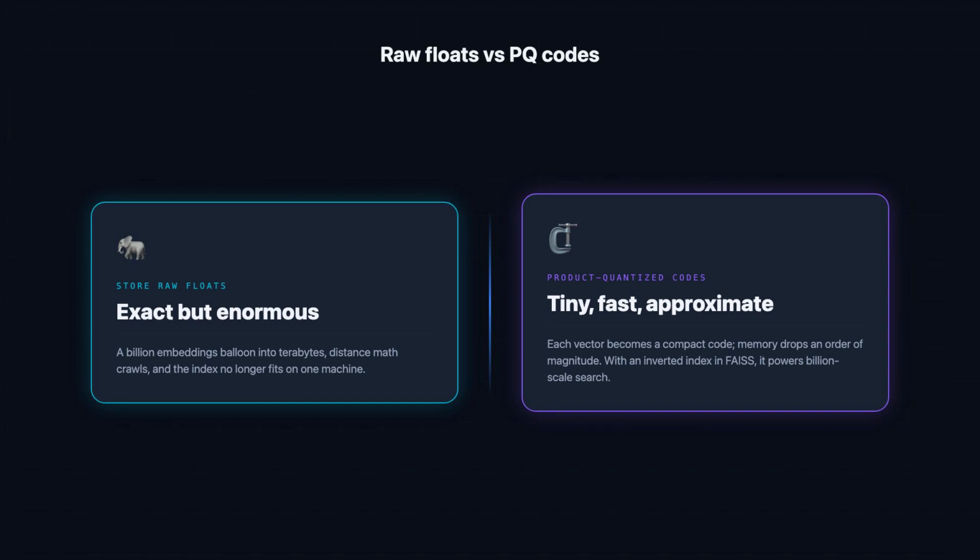Compact, quantized codes flip that. Each vector becomes a tiny code, memory drops by an order of magnitude or more, and lookup tables give fast approximate distances. Combined with an inverted index in FAISS, it is the workhorse behind billion-scale similarity search.